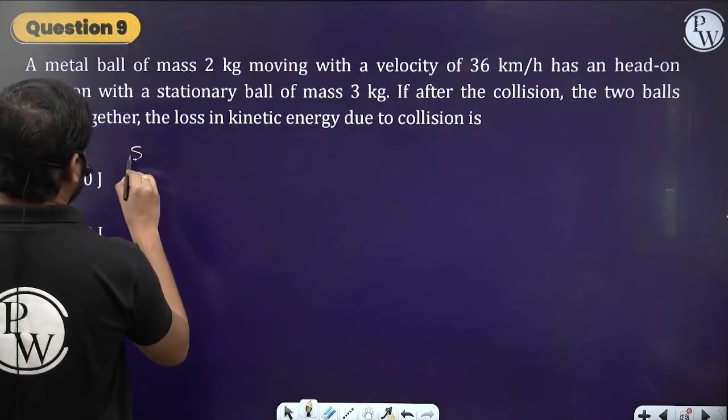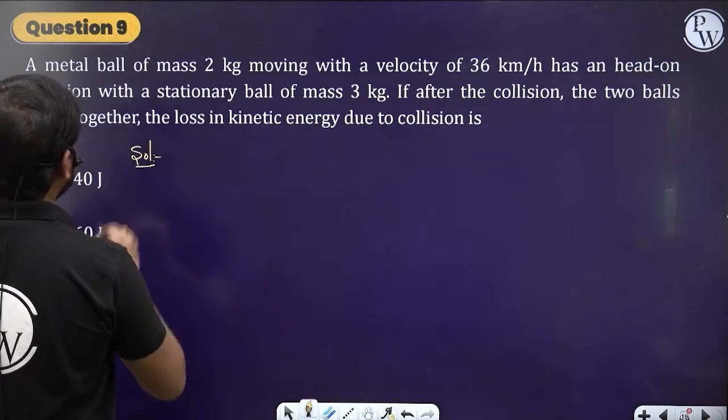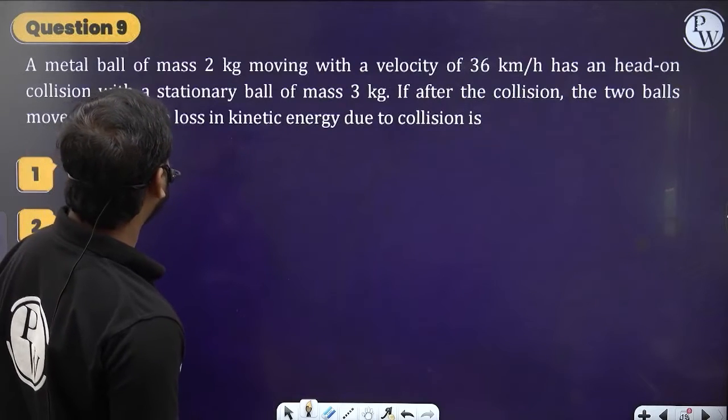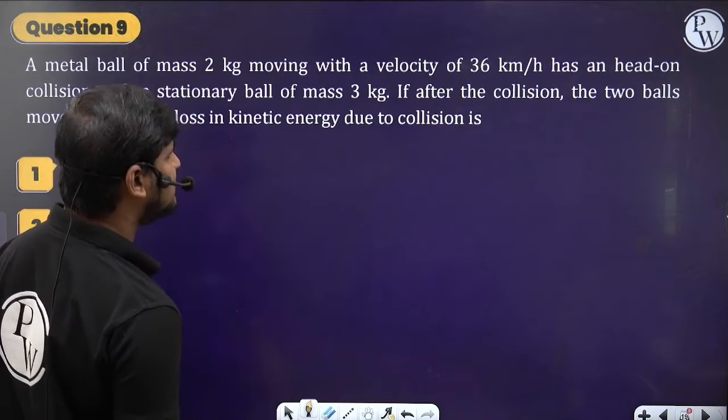So the 9th question. What does the question say? A metal ball of mass 2 kg moving with a velocity 36 km per hour.